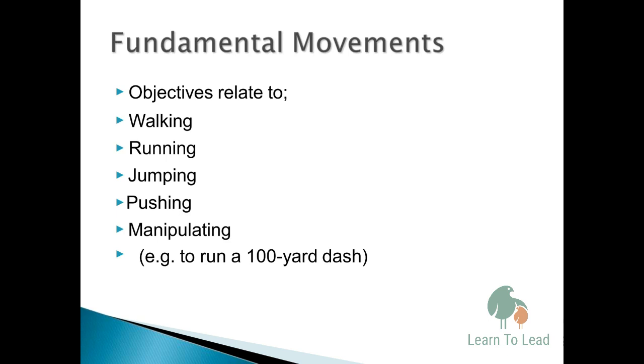Running is a fundamental movement that allows us to move more quickly than we can walk. It is a more complex movement than walking and requires even more coordination. Jumping is a fundamental movement that allows us to move vertically. It is a complex movement that requires the coordination of many different muscle groups and the use of our arms to help propel us into the air.